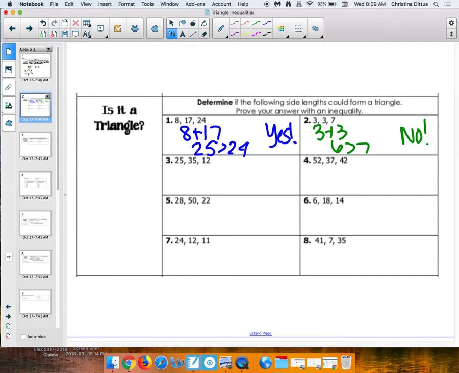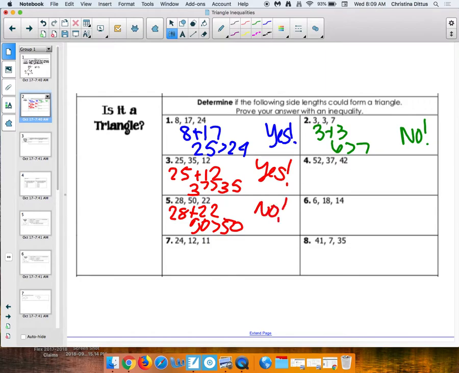And number 3, two small sides, 25 and 12. If I add them, I get 37. Is 37 bigger than 35? Yeah. Can I have a triangle? Yes. And let's get down to number 5. Two small numbers, 28 and 22. What does that equal? 50. Is 50 bigger than 50? No. So can I have a triangle? No. Do we need to do more of these? No.